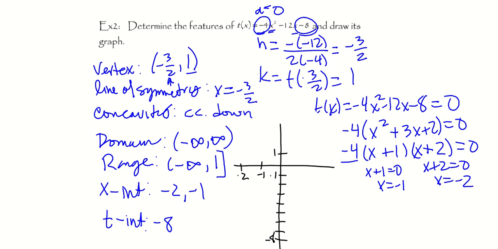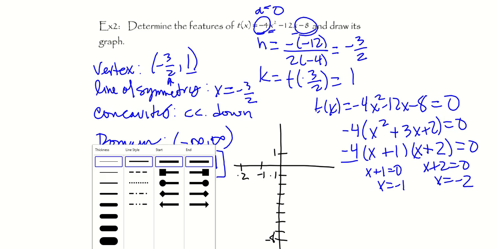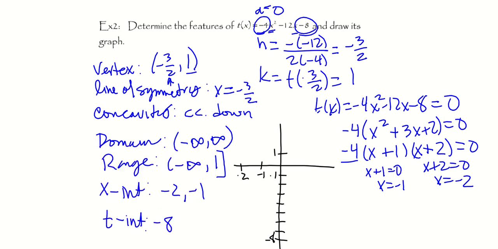So coming back again, I have a vertex at (-3/2, 1). I have x-intercepts at -2 and -1. I have a y-intercept at -8. I have an axis of symmetry at x equals negative 3/2.